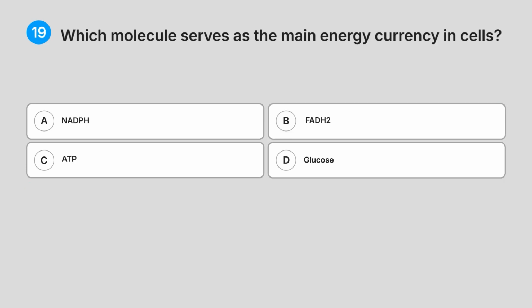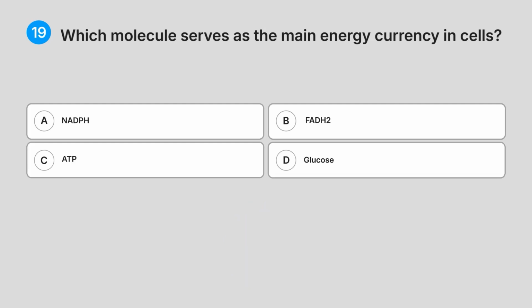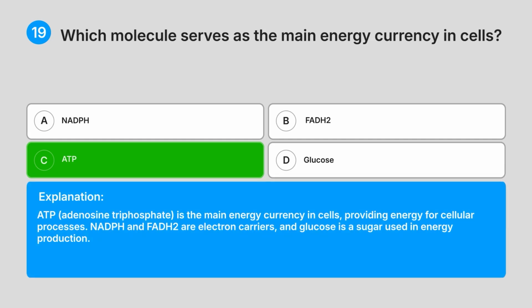19. Which molecule serves as the main energy currency in cells? A. NADPH. B. FADH2. C. ATP. D. Glucose. Can you guess the answer? Correct. Answer. C. ATP. Explanation.